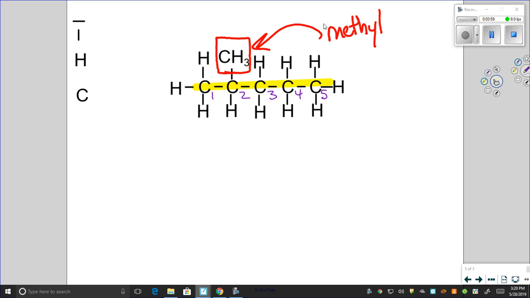Now I could have just as easily started numbering from this end instead of from the left. But the reason why I numbered from the left and not the right is that I want to give my side chain the address that gives me the lowest number. The only time you use numbers in naming is when you're telling a location.